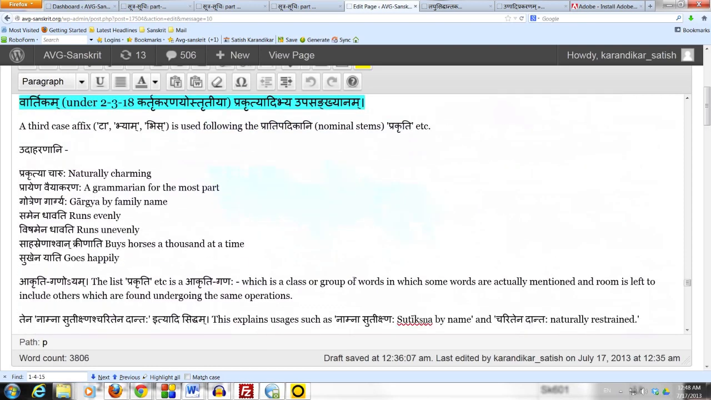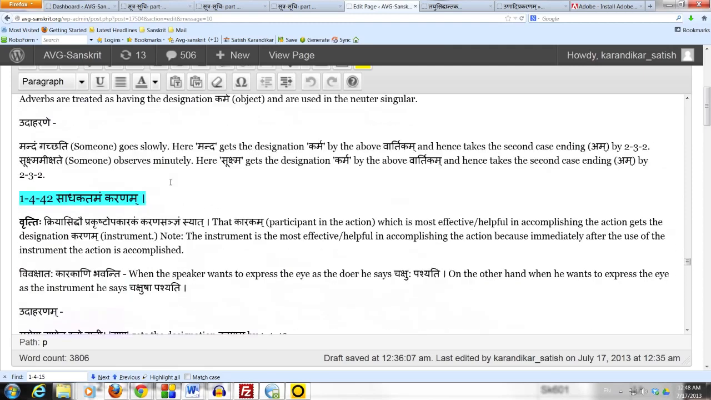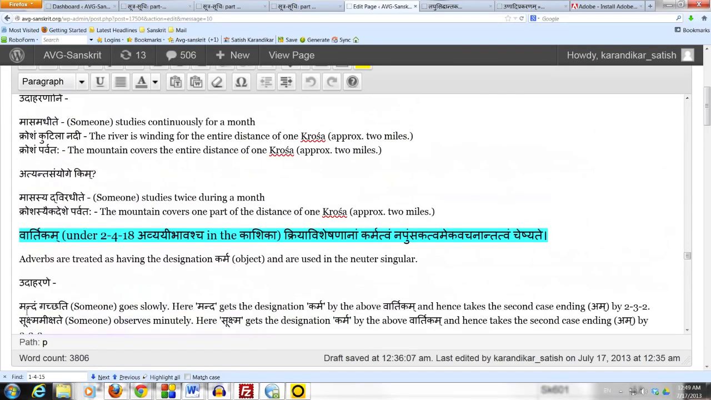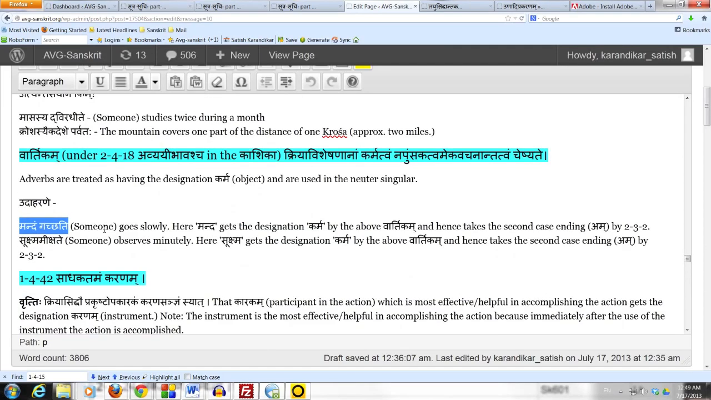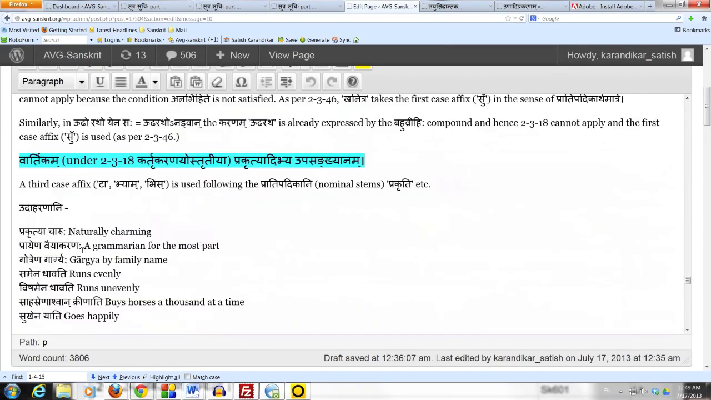So let's not forget that by the Vartikam under 2418, Sukha could get the karma sanya, and then by 232 karmani dvitiya, a second case affix could be used to get the form Sukham. In fact, we saw the example Mandam Gacchati when we studied the Vartikam under 2418. So these are the two ways of using an adverb. One is to give it the karma sanya and then use a second case affix by 232. And the other is to use a third case affix using this Vartikam Prakrityadibhya upasankhyanam.